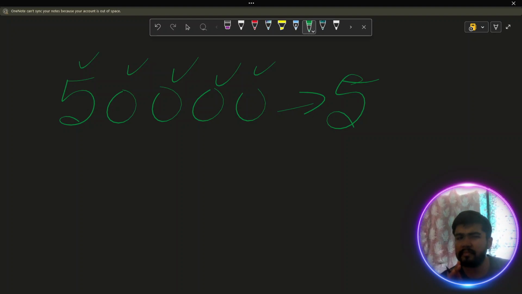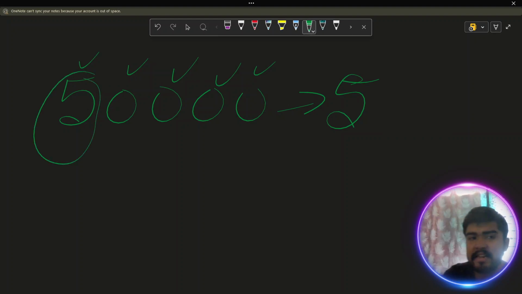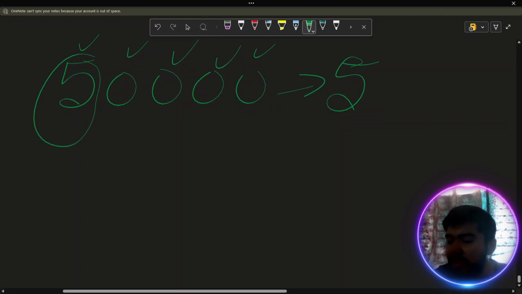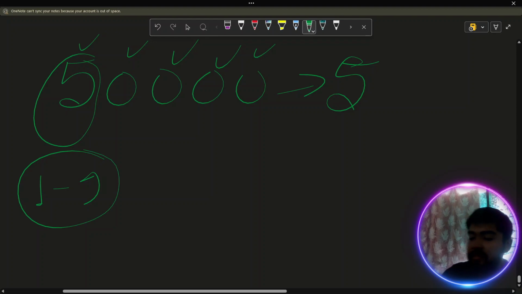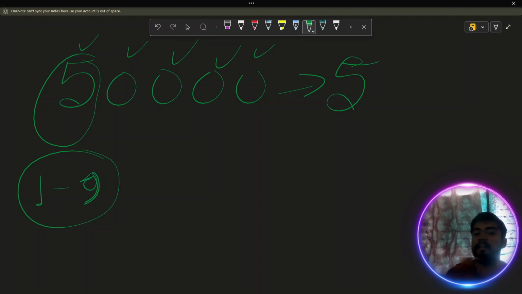Now, how can we generate numbers in lexicographical order? As we have 5 digits, the first digit is never going to be 0, right? This digit, the first digit, is never going to be 0. What is the range for this? It's for sure 1 to 9. Yes, that is the range for the first digit.